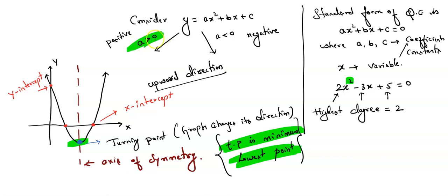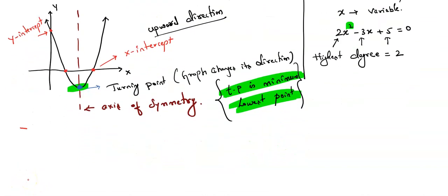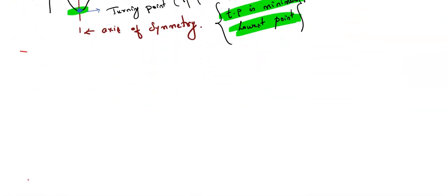Now we have solved the graph when a is greater than 0. I hope you have understood. If a is greater than 0, then we know how to identify the x-intercept, y-intercept, the axis of symmetry, and the turning point. We have also identified the important thing in this case, how to find whether the turning point is minimum or maximum. Now let me solve the next case.